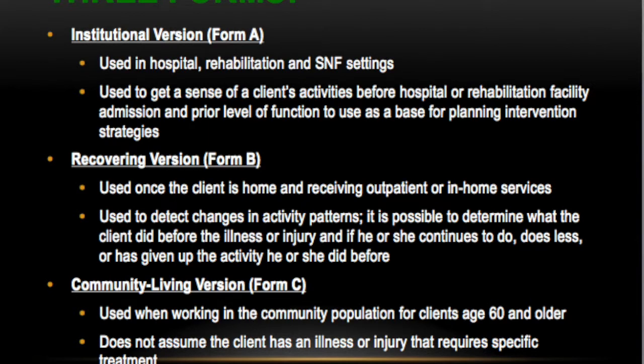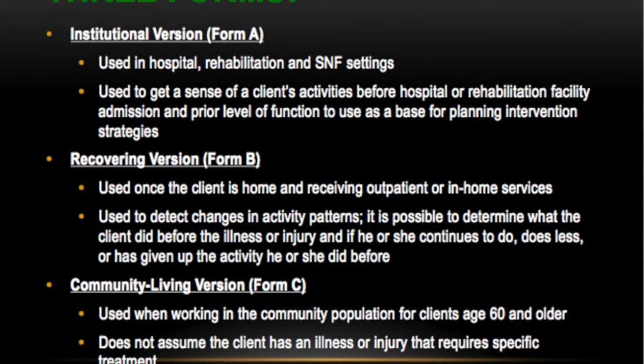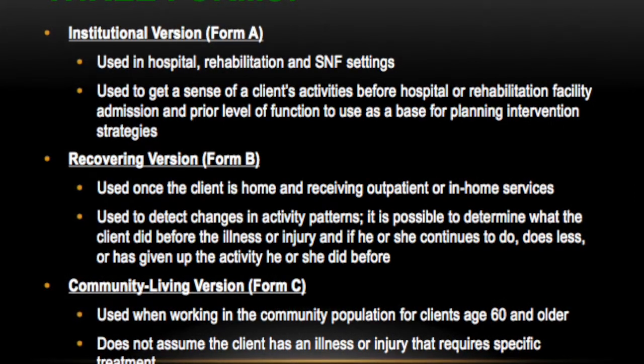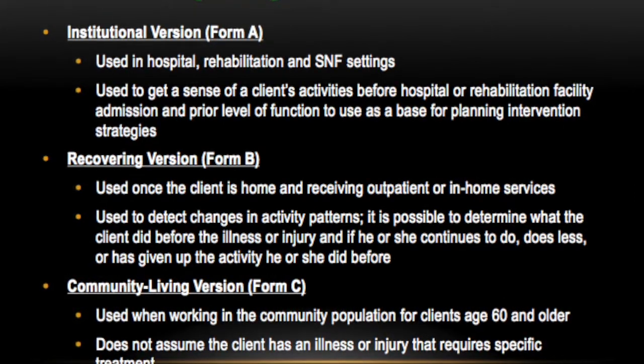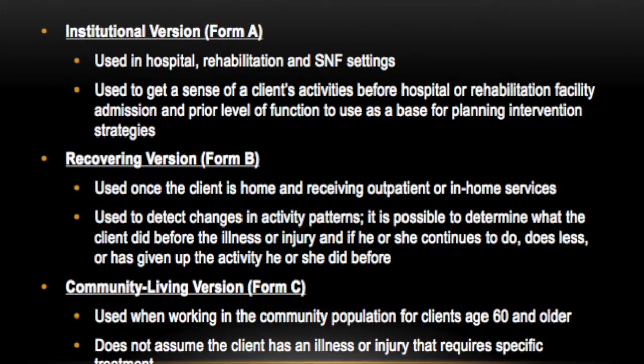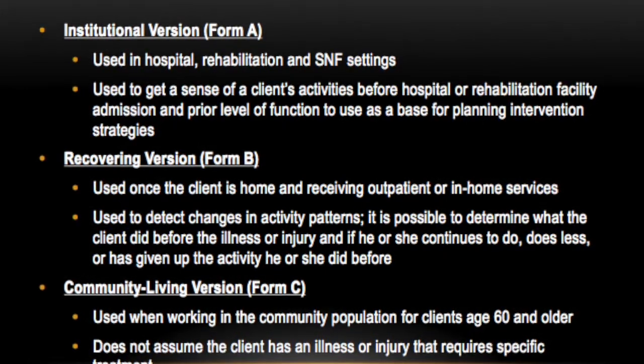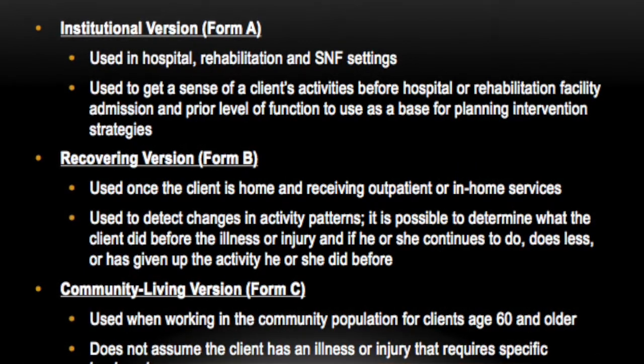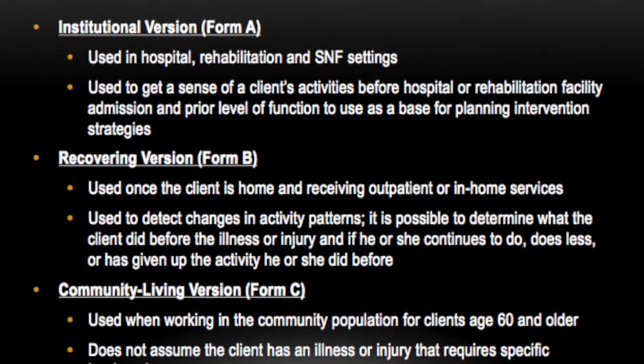There are 3 forms that can be used for the ACS. Form A, the institutional version, is used in hospital, rehabilitation, and skilled nursing facility settings. It is used to get a sense of a client's activities before hospital or rehabilitation facility admission and prior level of function to use as a base for planning intervention strategies.